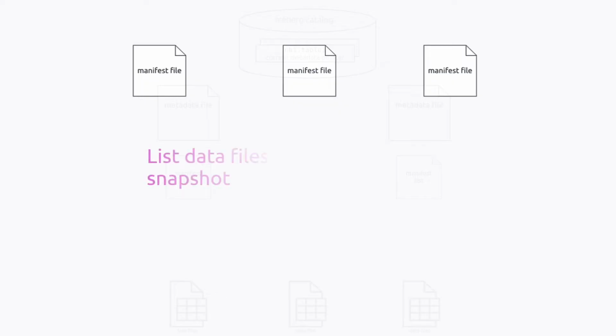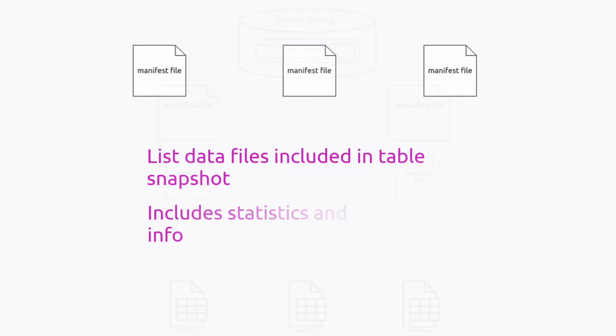Manifests are metadata files that list the data files included in a table snapshot. Each manifest file includes file-level statistics and partition information. Manifest lists are higher-level metadata files that list all the manifests in a snapshot.